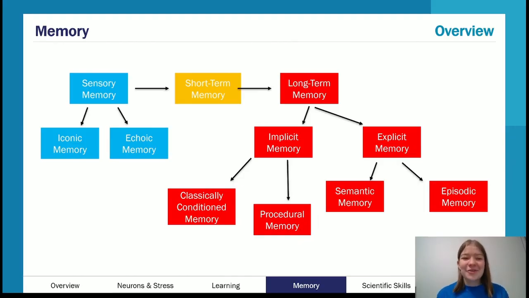Okay, now we're going to head across into memory. Here we have our sensory memory, which is divided into iconic memory and echoic memory. We also have other forms like haptic memory, but we don't really worry about those in the study design. Then we've got our short-term memory and our long-term memory. And you also need to know about various different types of long-term memory as well.